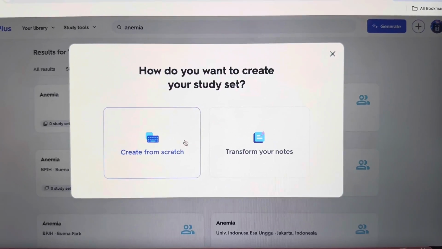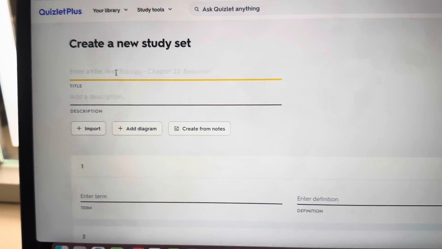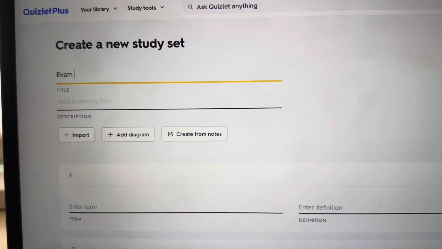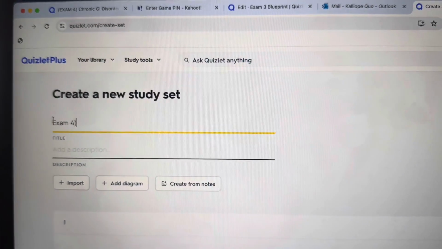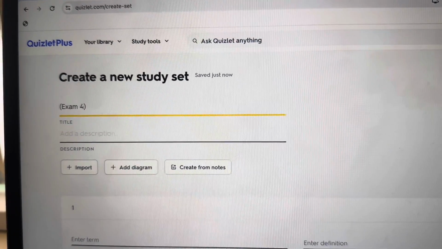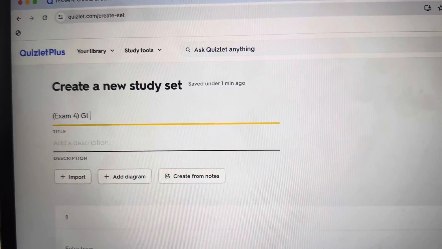So you'll click that, and then I always do create from scratch. And then you can title it right here. So usually I'll put which exam it's going to be. So we can do exam 4, and I always put that in parentheses. And then next to it, I always put the title of whatever is going to be on the exam. So for example, our 4th exam for complex health is GI disorders.